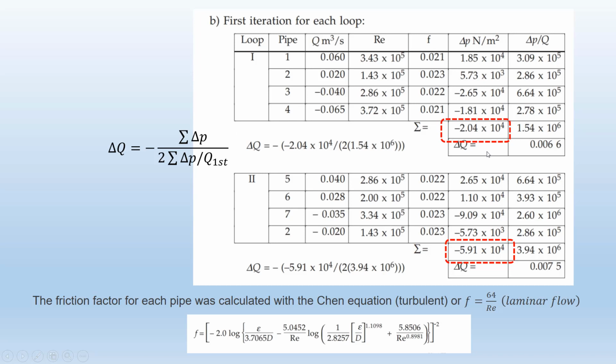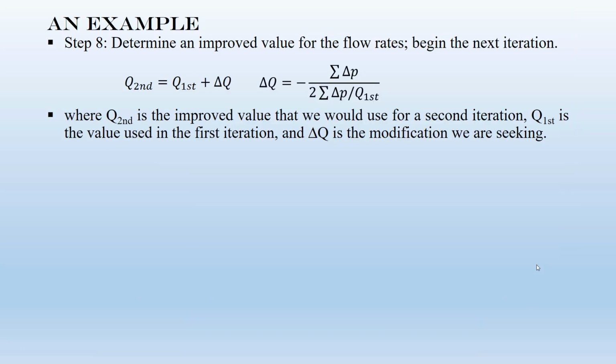This is the delta Pi, this term, over actually negative sigma delta Pi over 2 times sigma delta Pi over Qi, which is this term. So you can find the delta Q. Now you have the delta Q. You can calculate the Q new for each pipe. How? The second value for the Q is the first value plus delta Q.